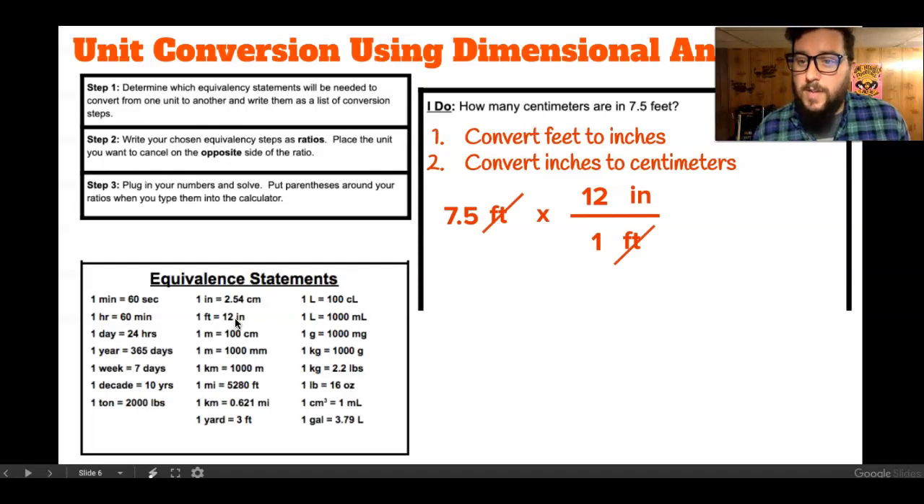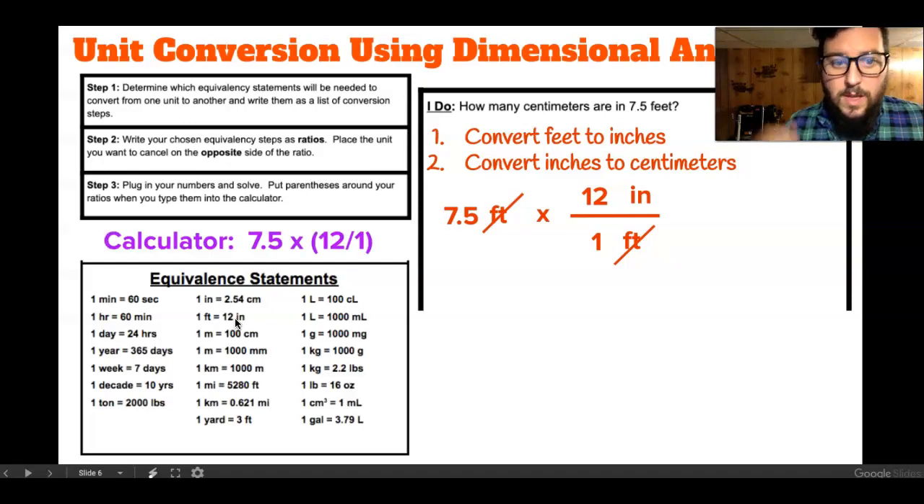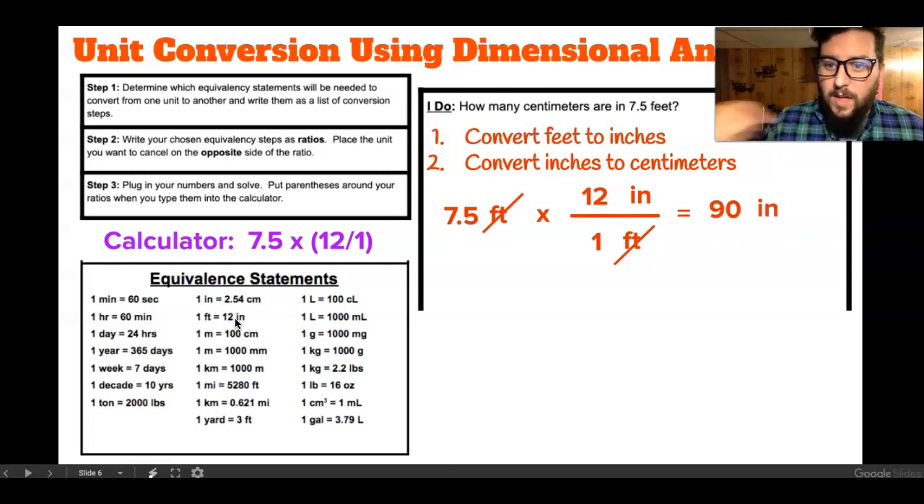And now we can use our calculator to solve this. If you look on the taskbar of your Chromebook, there should be a little calculator icon. And that is a TI-84 app that you can use as your calculator. You don't have to go out and buy one. That one's on your Chromebook all the time for you to use. And so what you would type to solve this is 7.5 times parentheses 12 divided by 1. All right, and when you get that, you're going to find that that equals 90 inches.